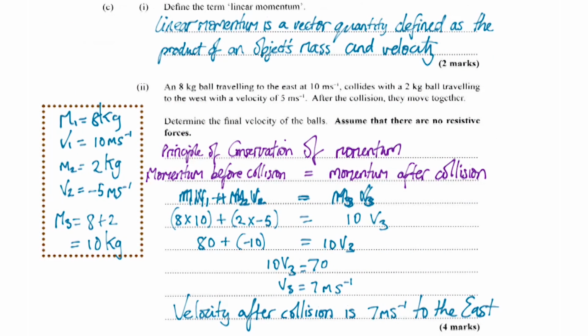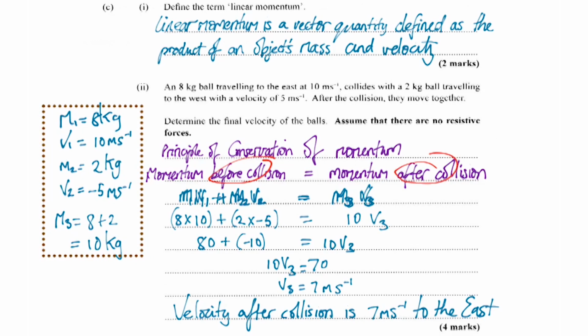Define the term linear momentum. Linear momentum is a vector quantity defined as the product of an object's mass and velocity. Next, there it is. An 8 kilogram ball travels to the east at 10 meters per second, and so on. All right, this is a traditional collision, principle of conservation of momentum question. You can check it out.